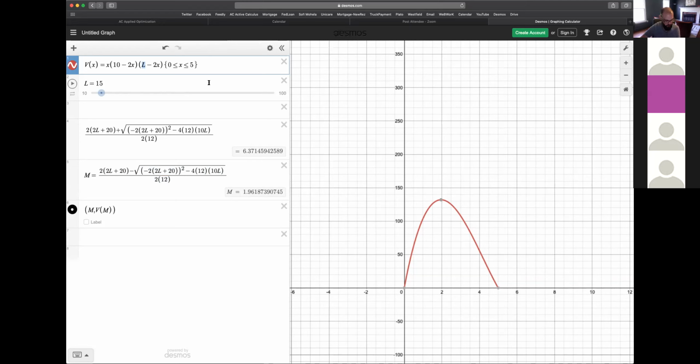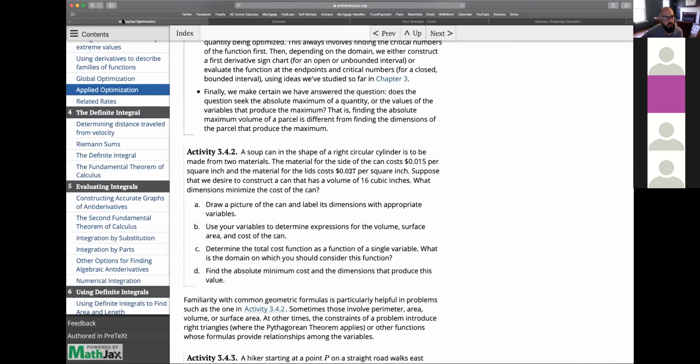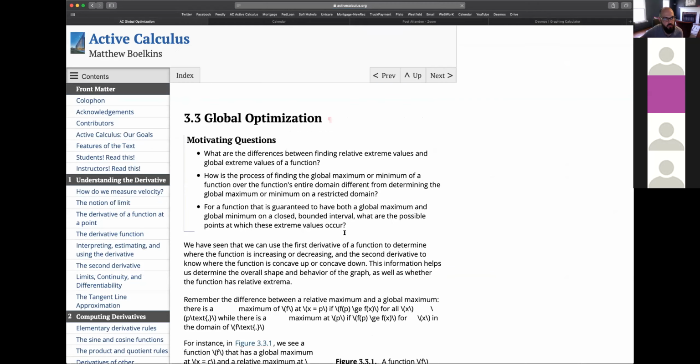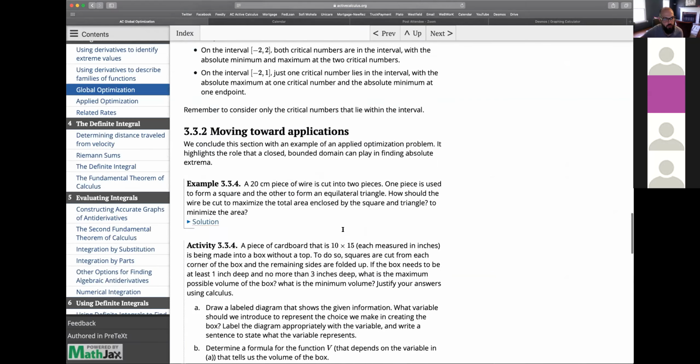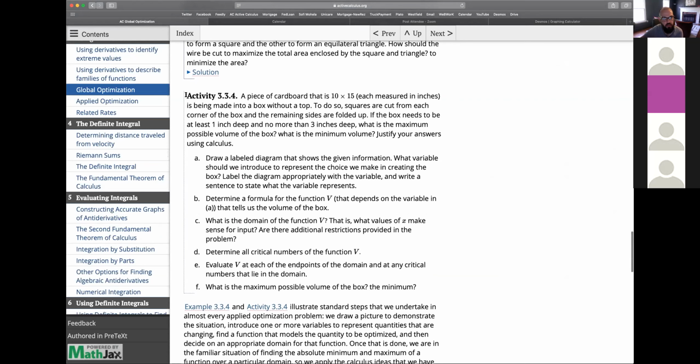Okay. So let's go back and check out what we're doing in our book. This was a problem from 3.3 down toward the bottom, where we're optimizing this cardboard. What I did is I kind of turned this problem on its head, and we looked at it with a parameter. To me, that's the real value of calculus, being able to do these things with parameters.